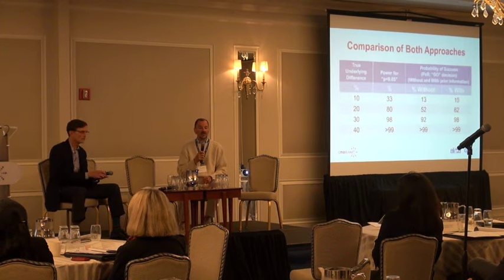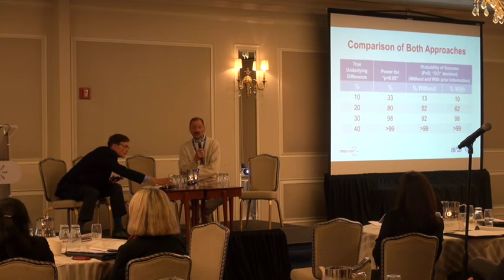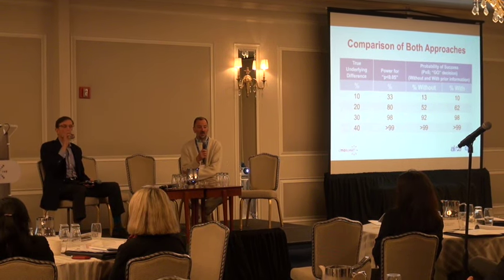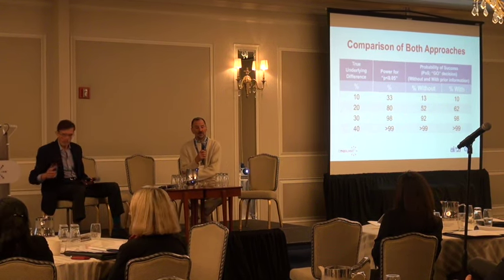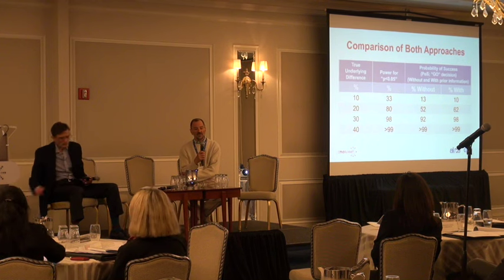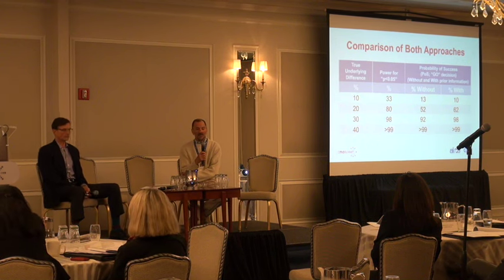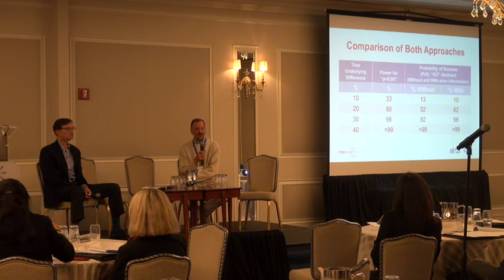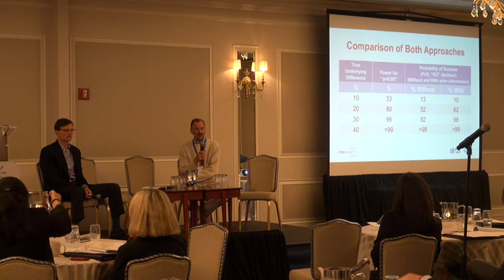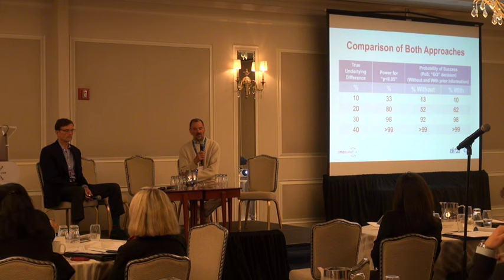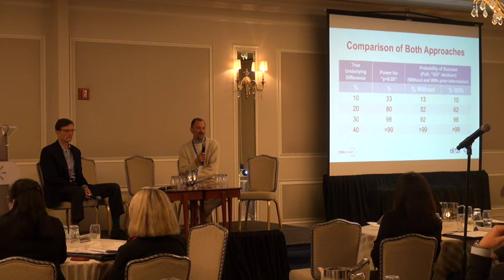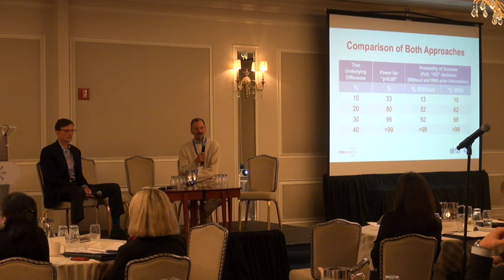And so now let's look at the performance characteristics of these two approaches for a spectrum of true underlying differences ranging from 10 to 40, and focus on the 20% line. We know we have 80% power in this trial to yield a p less than 0.05. And if there's a larger true difference, we have high power. If there's a smaller true difference, lower power.